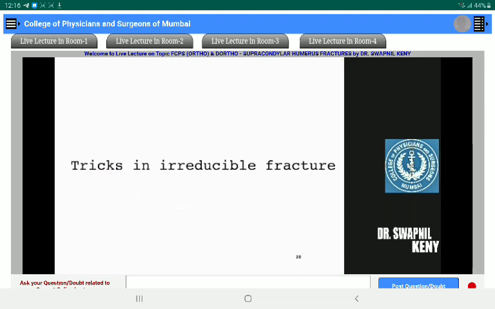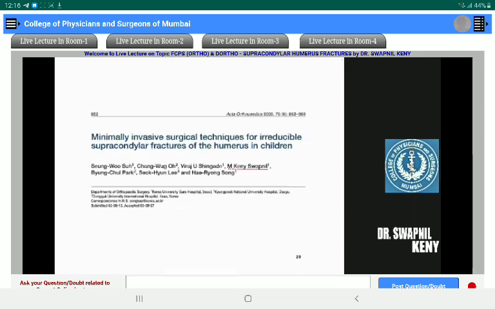It's extremely common to have neurovascular injury in irreducible fractures because these are high velocity injuries, severe injuries, almost type 4 injuries. Many a time the proximal fragment is buttonholed through the brachialis muscle, causing some sort of soft tissue interposition. And here, what is important to understand is you need to remove the soft tissue interposition. This was a paper which we published in Acta Orthopaedica Scandinavica in 2005 about the minimally invasive surgical technique for irreducible supracondylar fractures of the humerus.